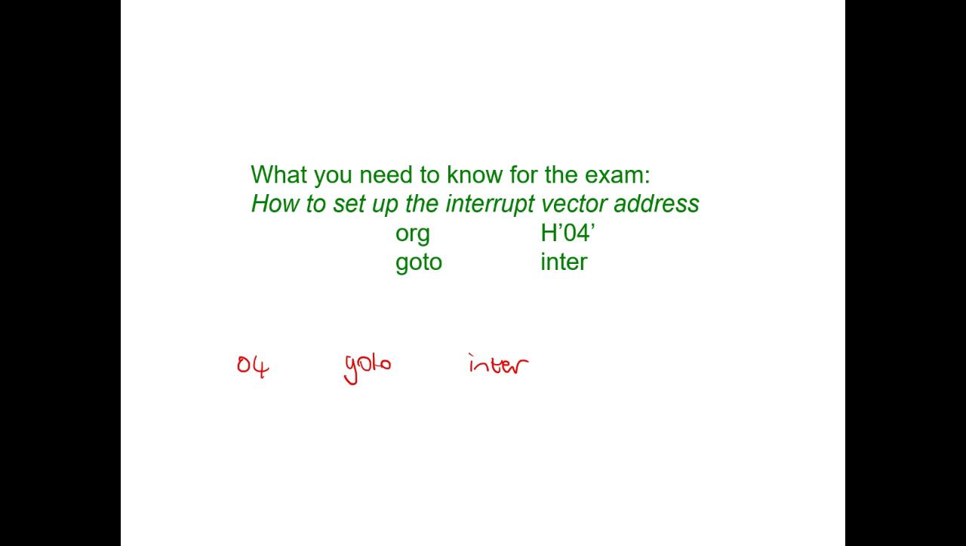So when you press port B, 0, it will always jump to the location H04. Okay, so it's slightly different to a subroutine, where a subroutine will just look for the label, whatever it's called. Okay.